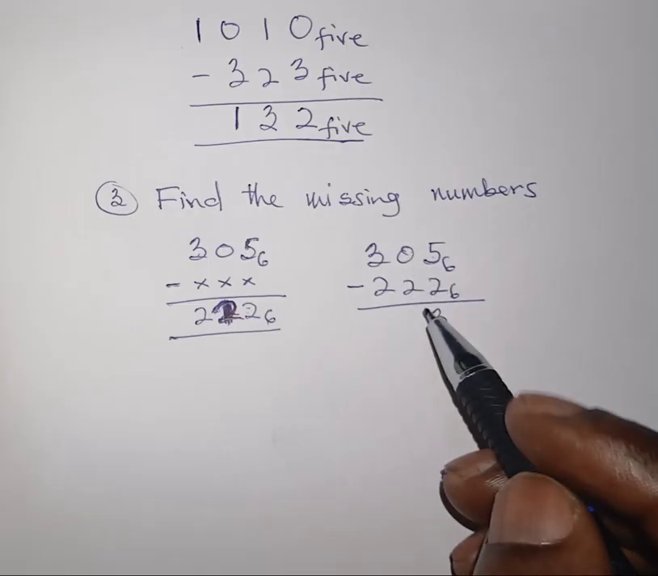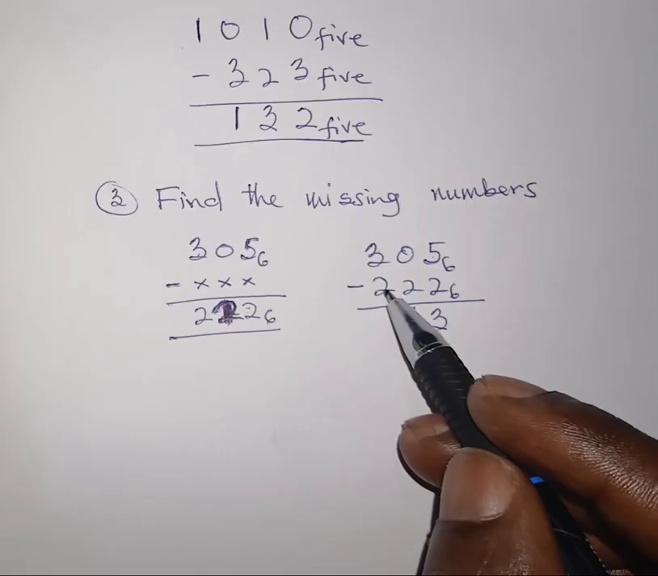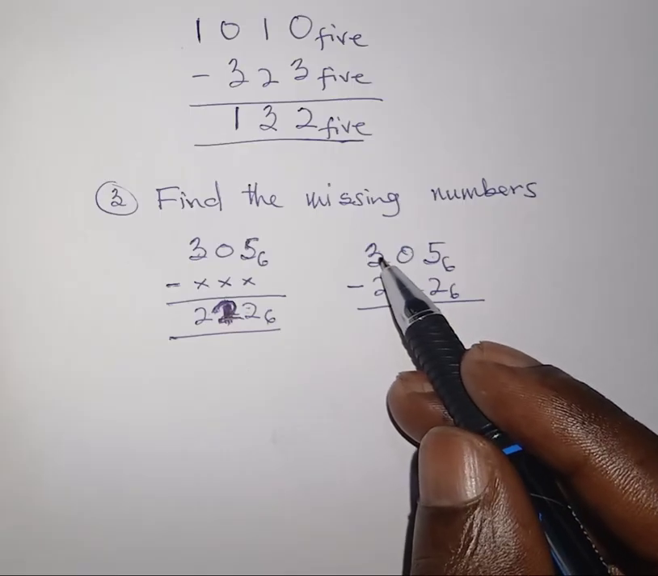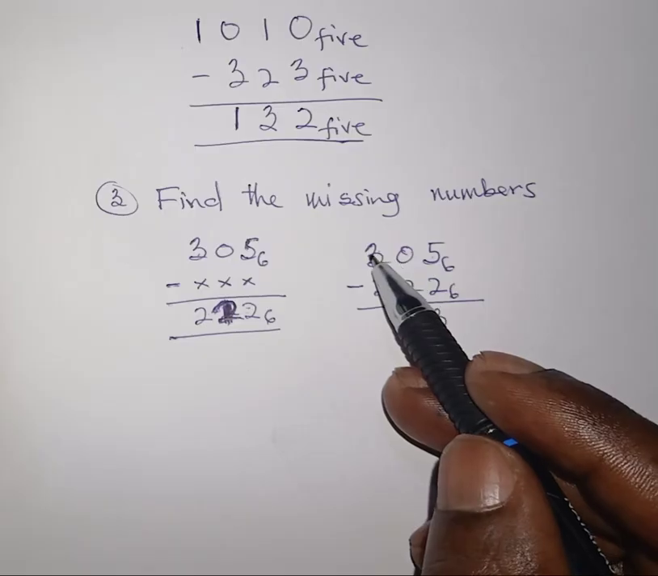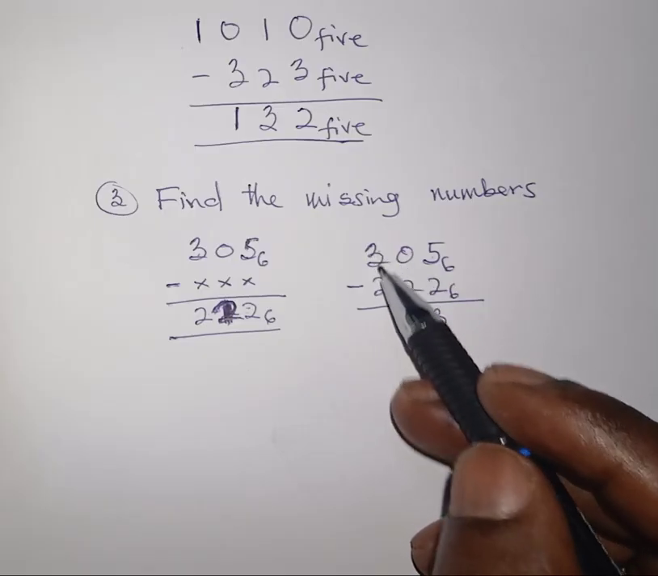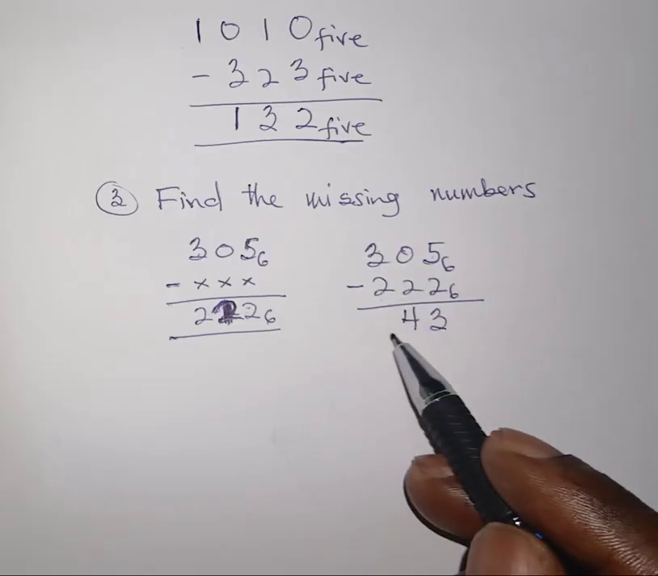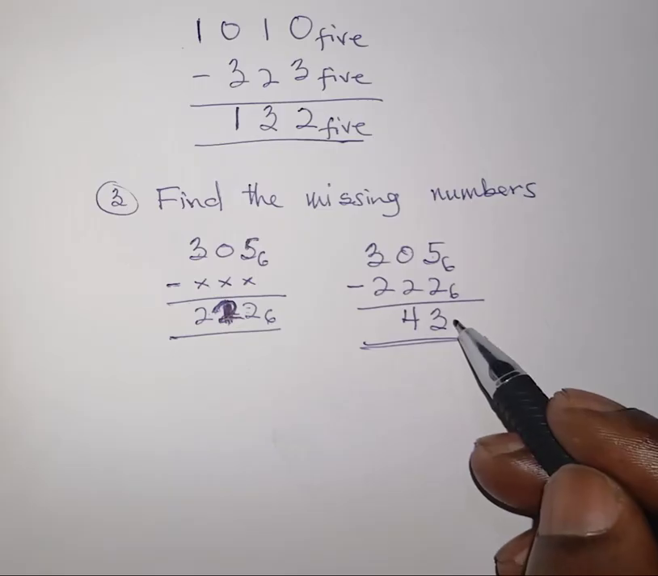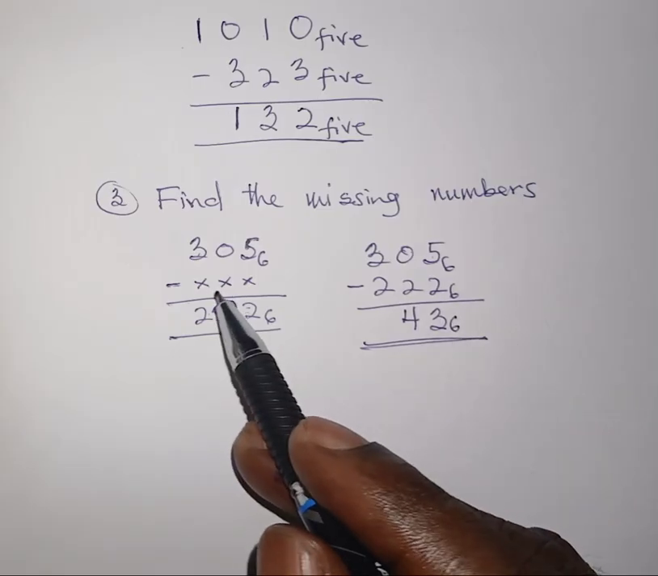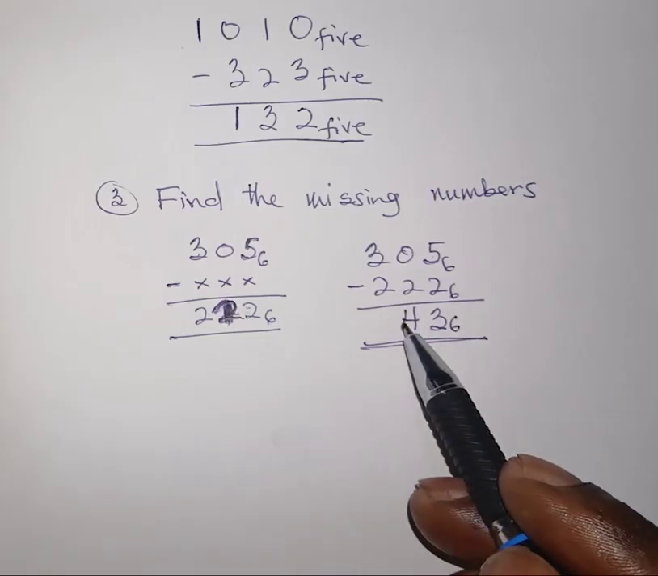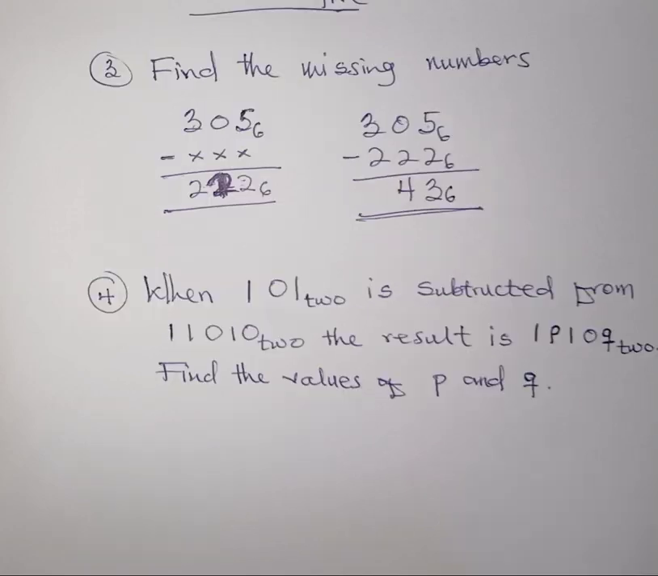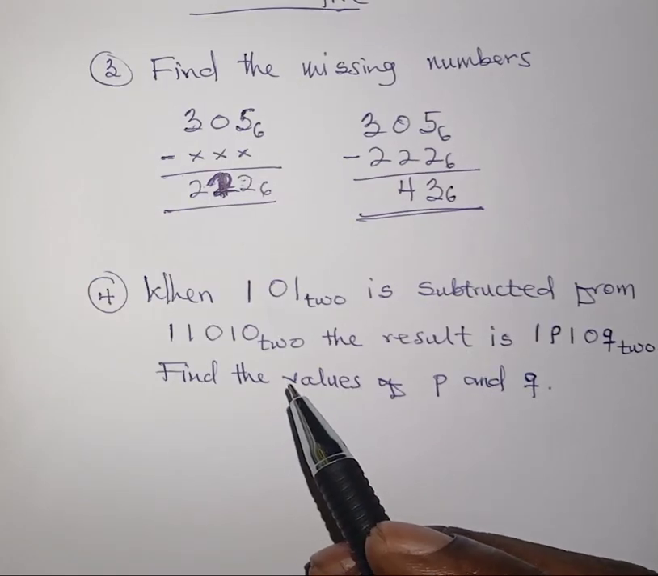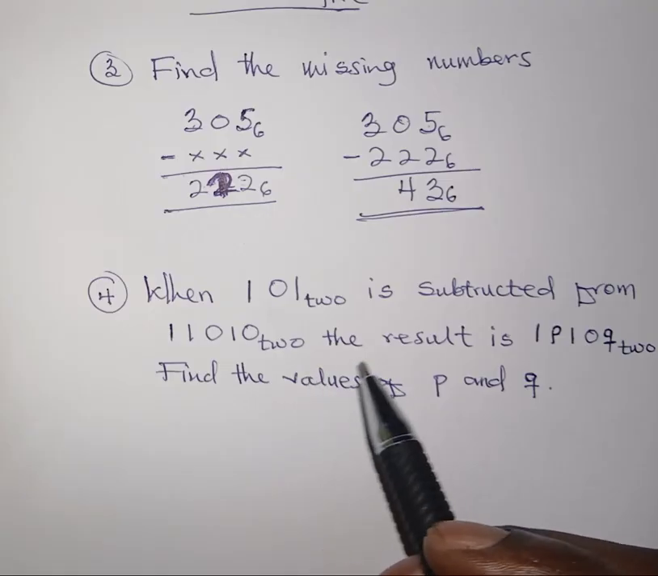So 6 minus 2 gives me what? 4. Now we know that here it is giving us what? 2, because I borrowed 1 from here. So here is left with 2 and we cannot subtract. So we leave our answer like this. It means that the missing number is what? 43 base 6.